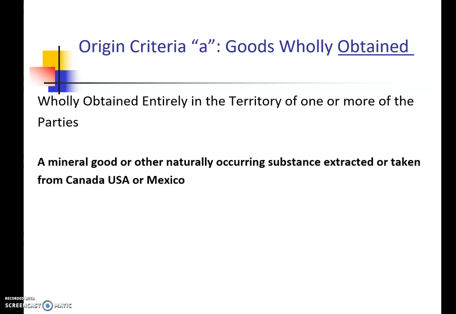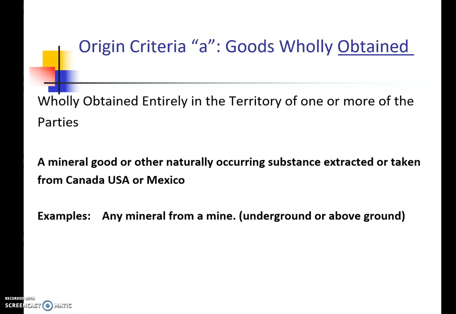United States, or Mexico. So, an example would be any material, any mineral from a mine, underground or above ground mine. So you could have iron ore, gold, nickel, copper, potash, anything that comes out of a mine in Canada, in Mexico, and the United States automatically qualifies for the Canada-US agreement, a Mexico agreement, and is preference origin criteria A. Oil from an oil rig in Canada. The oil comes out of the ground, therefore it is a mineral, therefore it qualifies.